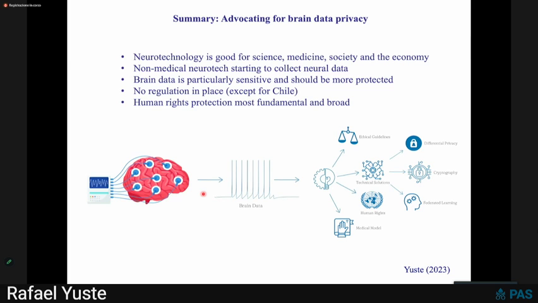Also, I should mention that these are early days, so there's probably about 50 companies selling consumer neurotechnology products all over the world. It's still a relatively primitive industry, but it's growing very strongly. I think our estimate is that this year it will be worth $30 billion and growing about 30% per year. And these companies are starting to collect data.